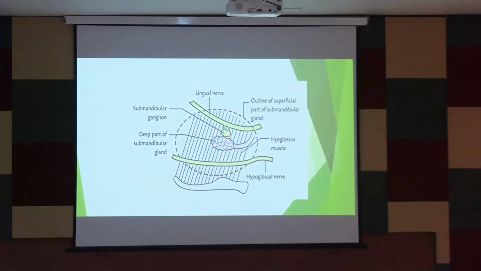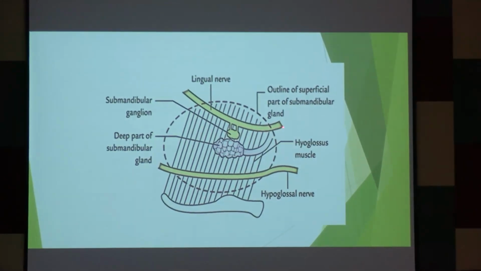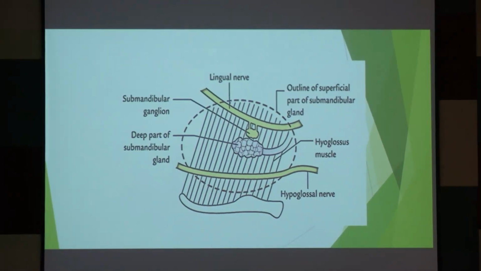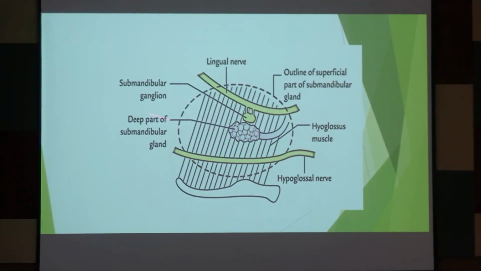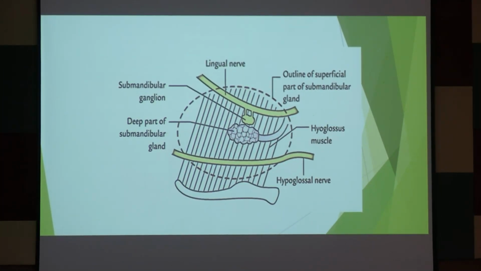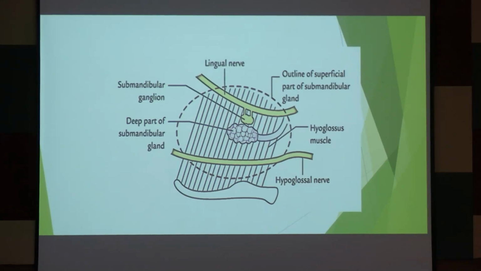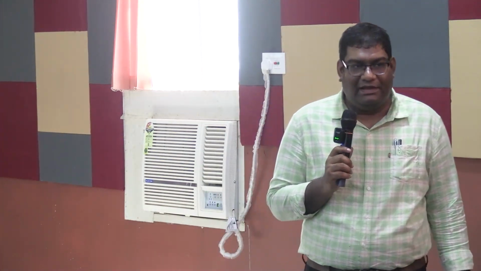Okay, so this is the relation. This is the deep part of the submandibular gland. Here is the duct. This is the submandibular ganglion and lingual nerve. Okay. So next day I will ask about the parasympathetic ganglia in the head and neck region. Okay. And this is the hypoglossal nerve. What is the function of the hypoglossal nerve? Which type of nerve is it? Motor, mixed, sensory, what? Motor. Hypoglossal is a pure motor nerve, right? So which side does it supply? Same side or opposite?